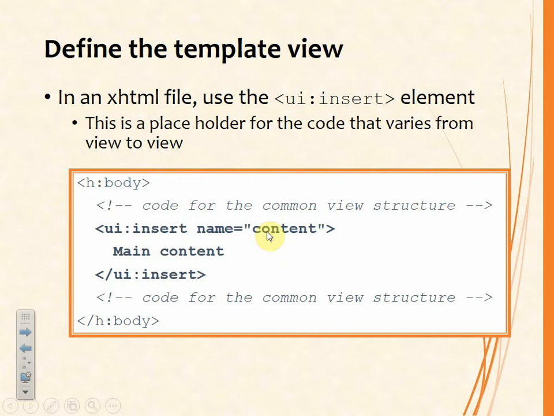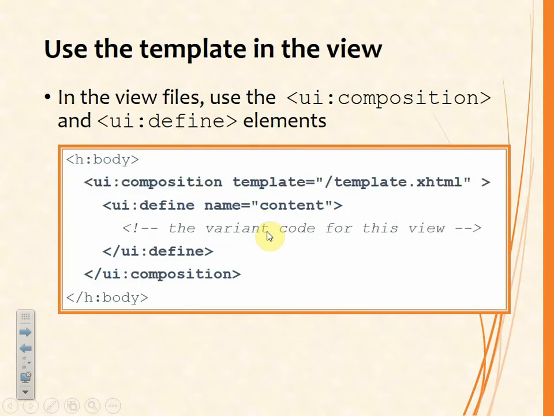And you can have as many of these insert elements as you need in that template. Just give them a different name so that you can identify them later when you're inserting values. So let's say we have a very simple template just here, a body and a placeholder. If I want to drop something into that placeholder, in my facelet file, so this is a separate file, I'll do something like this. I'll use the UI composition element, and the template attribute identifies the file that I'm using as my template for this content.